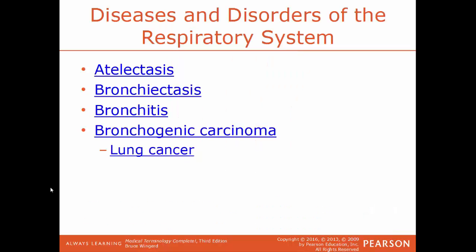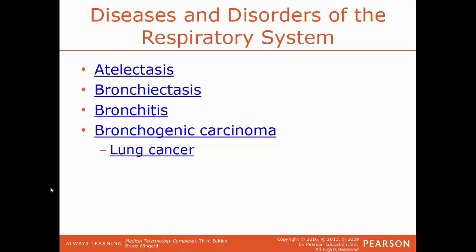So our next term, atelectasis. This is the formal name of a collapsed lung, either a complete collapsing or a partial collapsing of a lung. Our next term, bronchiectasis. This is an abnormal widening of the bronchi or of the branches of the bronchi. And when this happens, you are going to increase the risk of infection within the lungs. So this leads to a permanent enlargement or a permanent dilation of the bronchi, which is not something you want to happen. Bronchitis is an inflammation of the bronchi or the bronchial tubes.